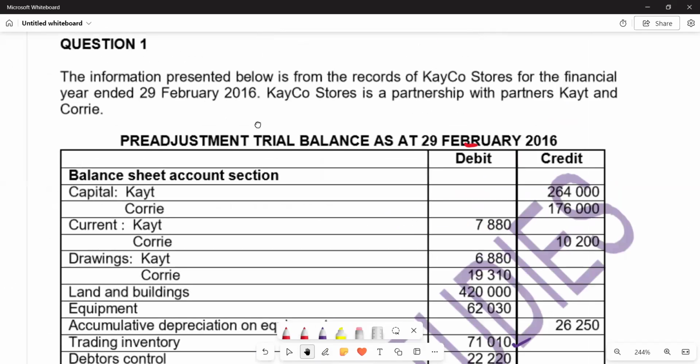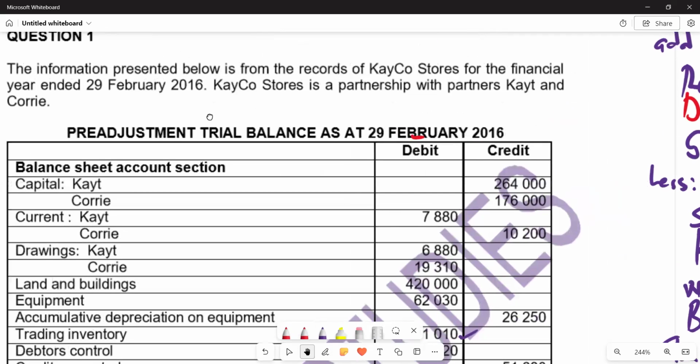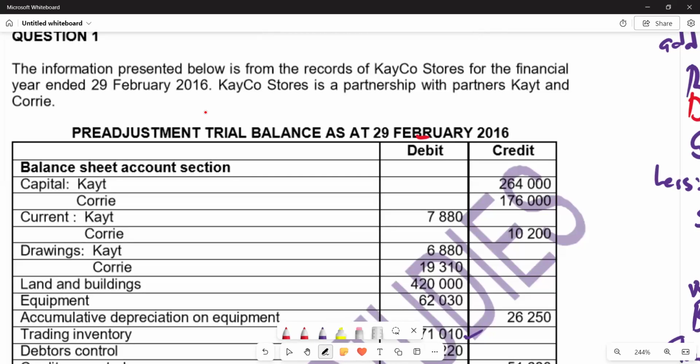So we go there. You see that for Kate, we are given it as 264,000. So we are just going to say 8%, which is 0.08, and then we multiply by 264,000. We can calculate it as such by saying 0.08 multiplied by 264,000. And the answer that we are going to get is 21,120.